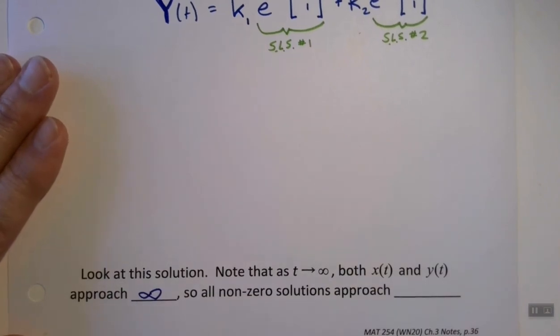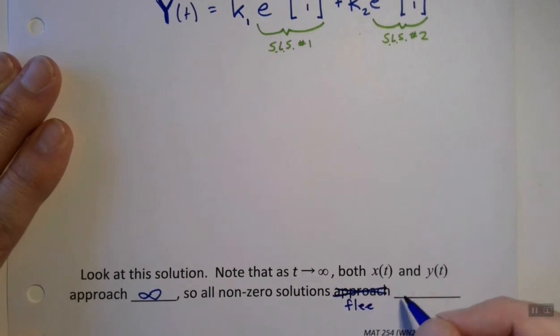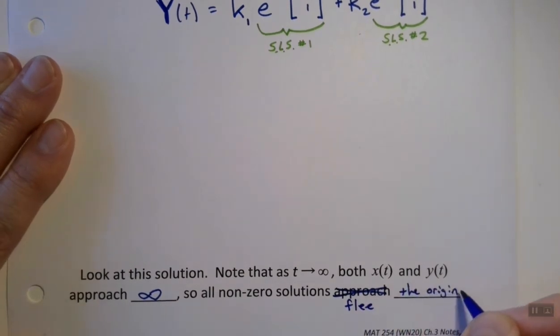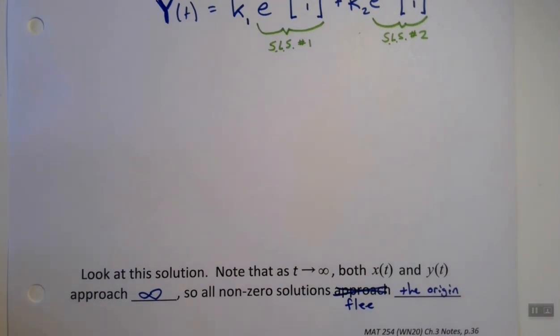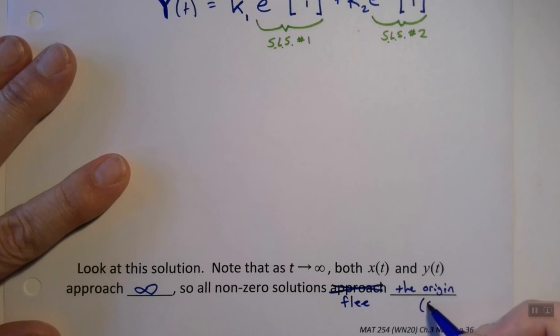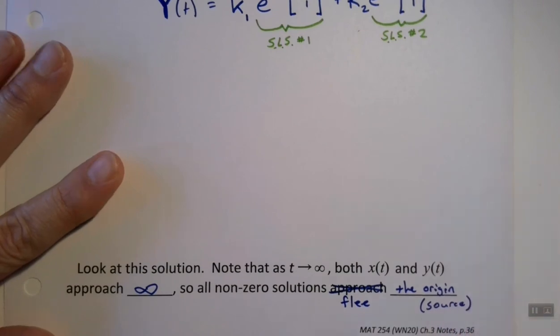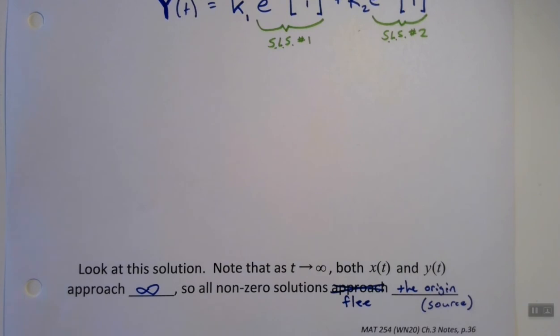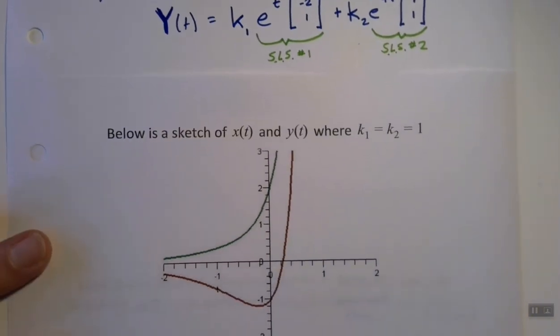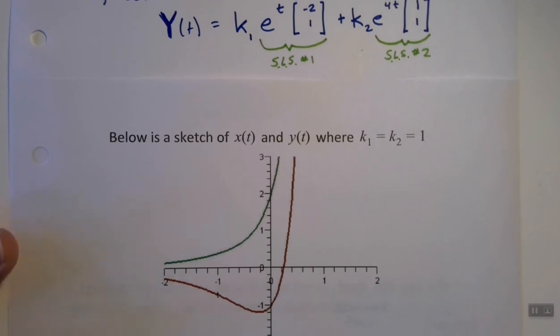So that means that all non-zero solutions, I don't want to say they approach, that's probably not the best phrase there. I'm going to say they flee the origin. In other words, we're not dealing with a sink at the origin, we're dealing with a source. Something that we would have referred to before as a source because everything's headed away from it. And we can think of it as heading away from it, but along multiple directions throughout the plane. So we can see what that looks like on the next page if we take a look at the sketch of our x of t and y of t.